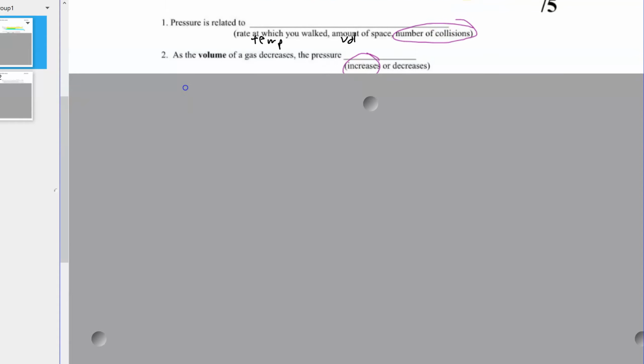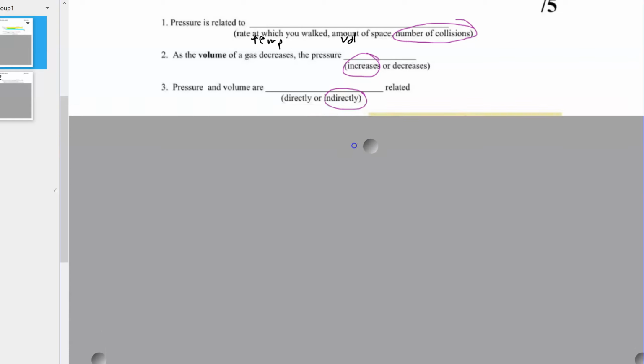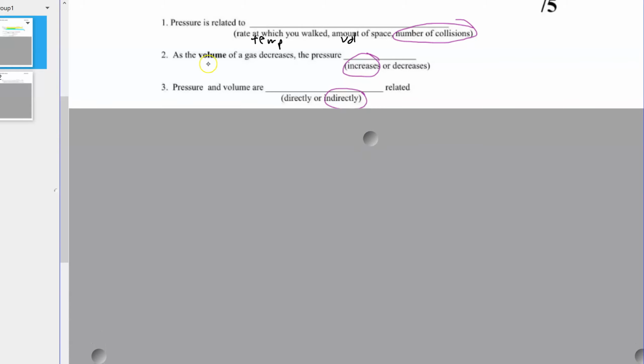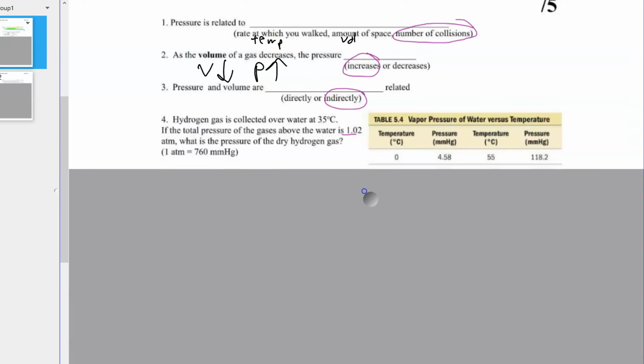That is what your pressure is. Question 2. As the volume of a gas decreases and everything else is held constant, the pressure increases. It goes up. There's more collisions, particles are closer together and bumping into each other and the walls of the container more often. So if volume goes down and pressure goes up, like we saw in number 2, pressure and volume are indirectly related. So one down, one up, and vice versa.